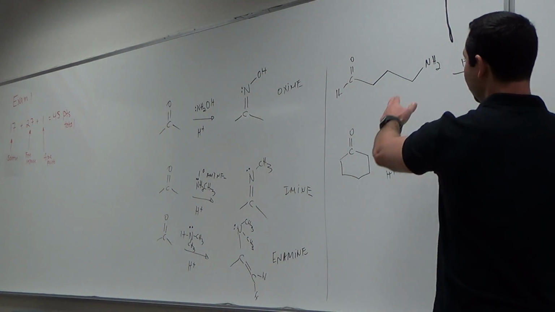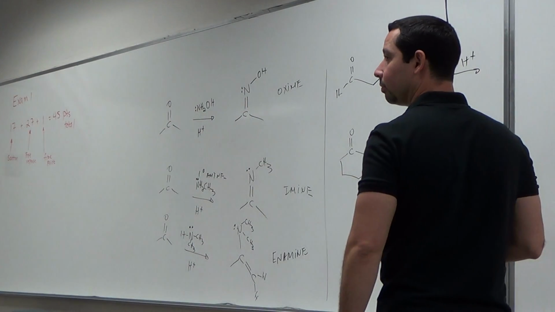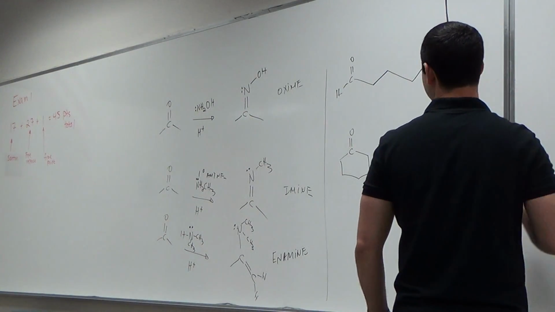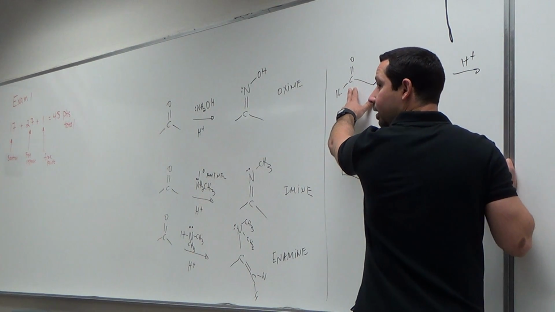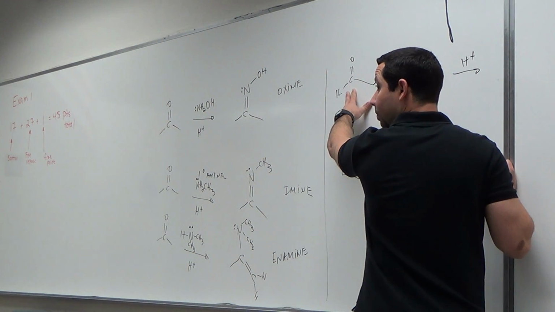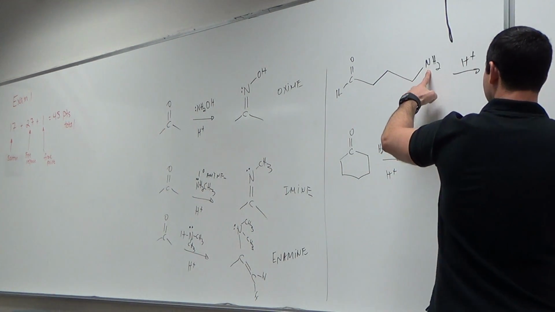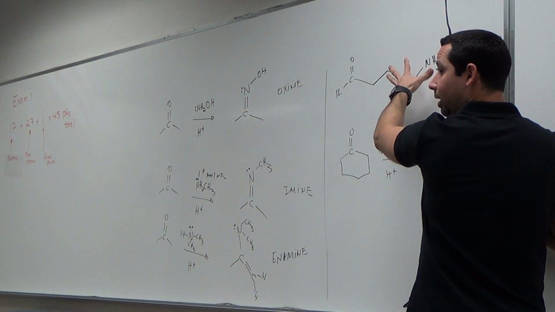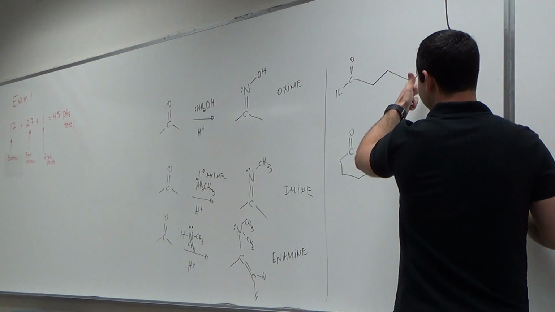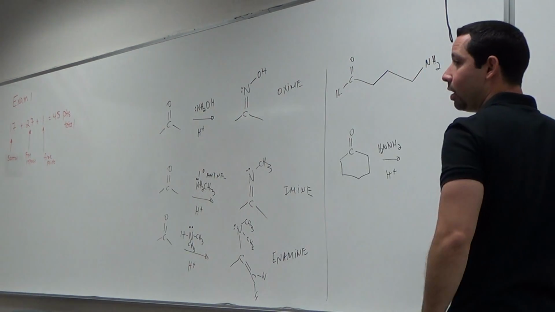Okay, so what's going to happen to this one up here? It is going to be cyclic. You notice here is an aldehyde, or a ketone, it doesn't make a difference. And here you have an amine. It's not separated, it's part of the same molecule. You have to know that this is going to undergo an intramolecular cyclization.